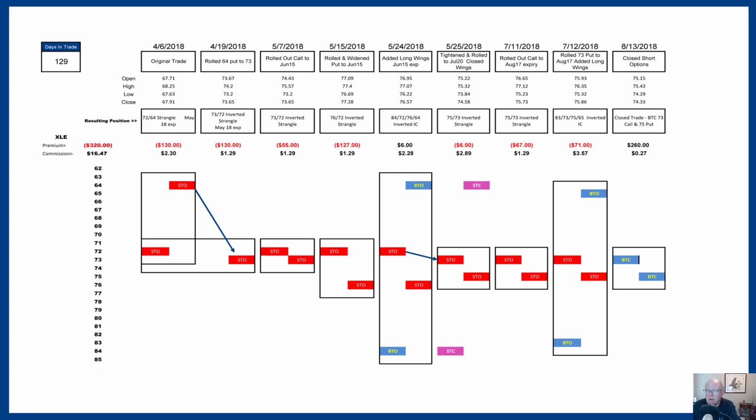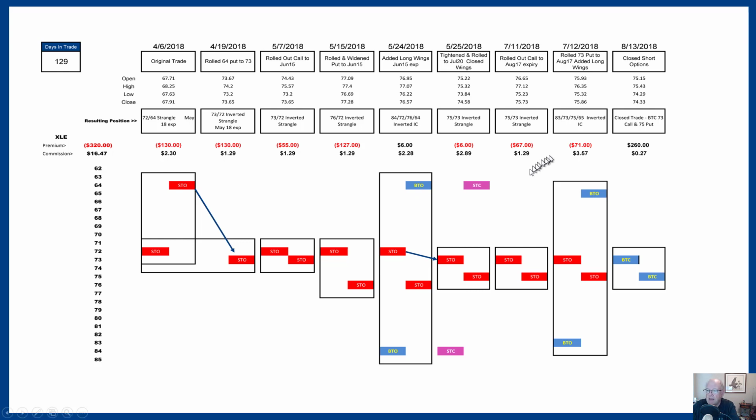9 days later, I simply added 2 long options. That was to improve the buying power, reduce the buying power requirement of the margin. Sometimes I do that when volatility expands. I can put on very inexpensive wings, as we call them. In this case, I did it for $6 plus $228 in commission. I added wings and I saved some buying power. Of course, I made it a defined risk trade, but that really wasn't the motive behind doing that. It was just to pick up buying power.